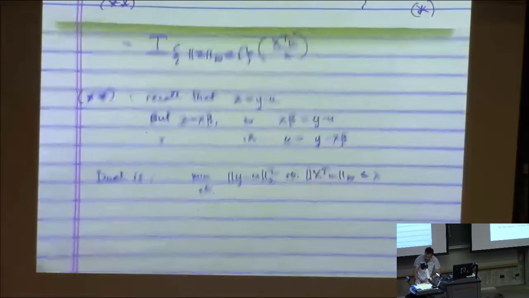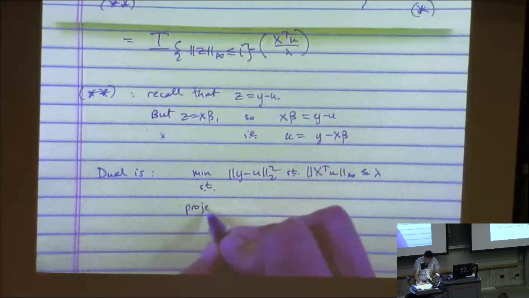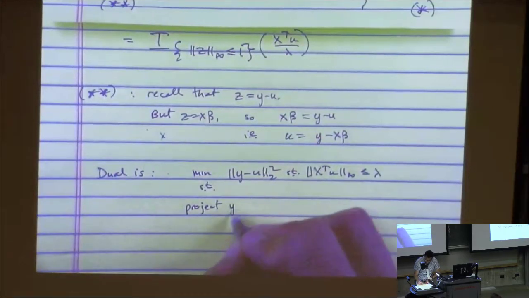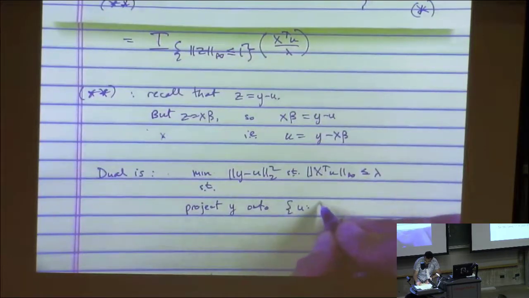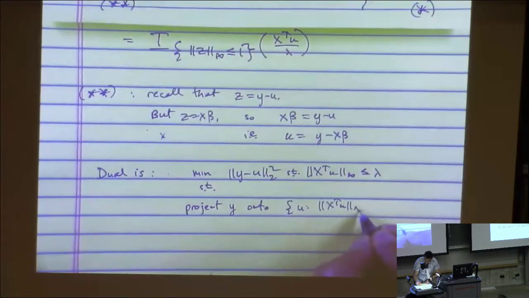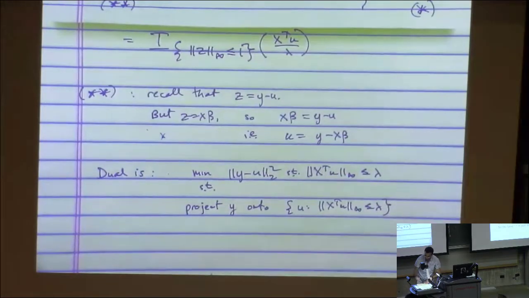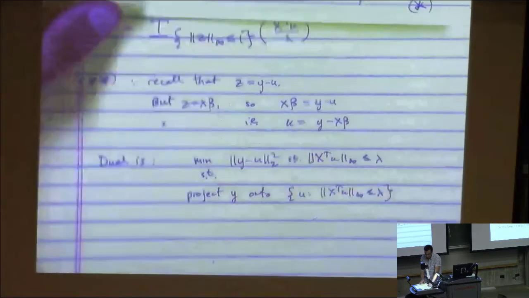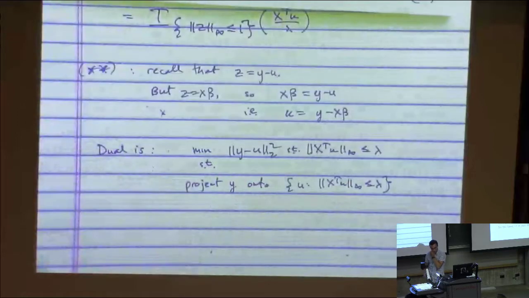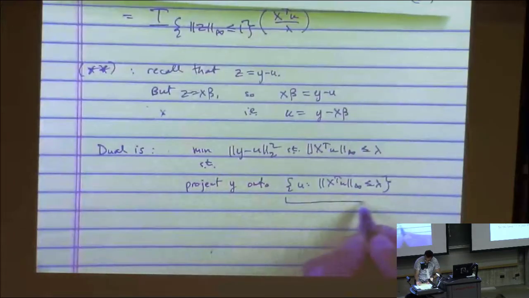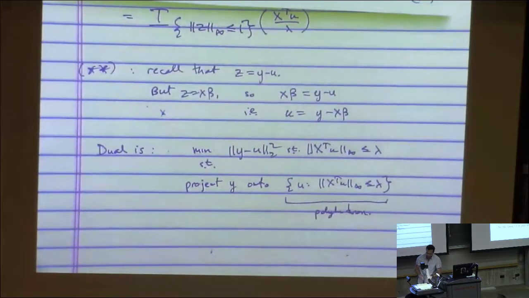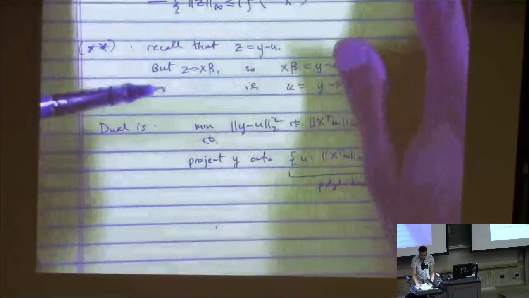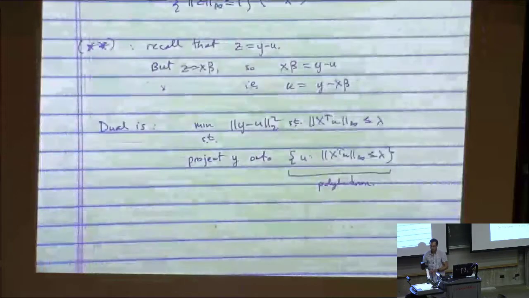So this actually is a problem where we project y onto this set, the set of all u for which x transpose u is less than or equal to lambda. That's all this is. So it's projection actually onto a polyhedron. This thing is nothing more than a polyhedron. And from this, we can actually learn a bunch of things about the lasso.